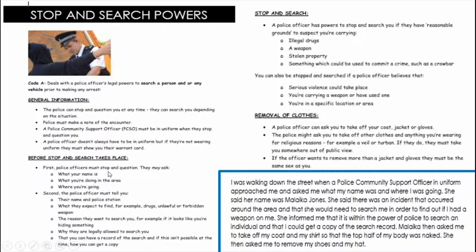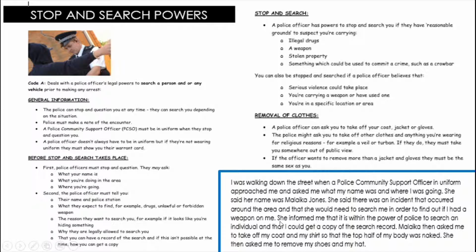First, police officers must stop and question. They may ask your name, what you're doing in the area, where you're going. The police must tell you their name and police station. So she's mentioned her name. She said her name was Malika Jones. She has not mentioned the police station. She has mentioned what they expect to find, so she referred to the weapon. She's explained the reason she wants to search her due to the incident in the area.